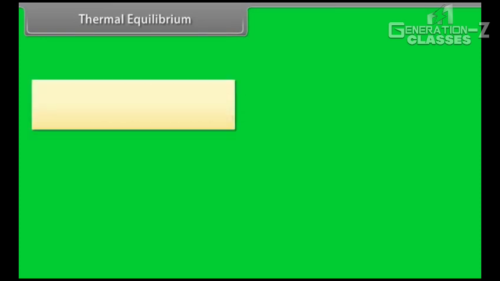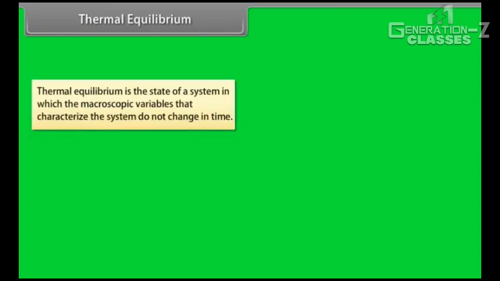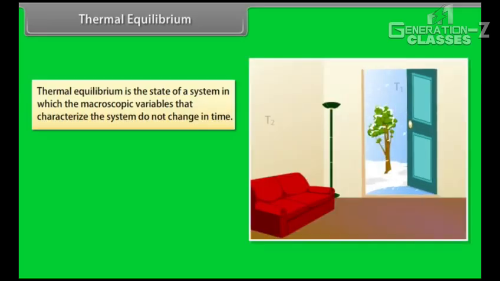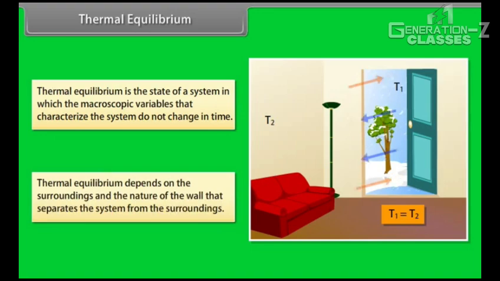Thermal equilibrium. Thermal equilibrium is the state of a system in which the macroscopic variables that characterize the system do not change in time. Let us take an example. In winter season, when you open the door of your house, then the heat moves out of the house. To balance out the temperature, after few minutes you feel that the temperature inside and outside the house is same. This is due to the thermal equilibrium. Thermal equilibrium depends on the surrounding and the nature of the wall that separates the system from the surrounding.